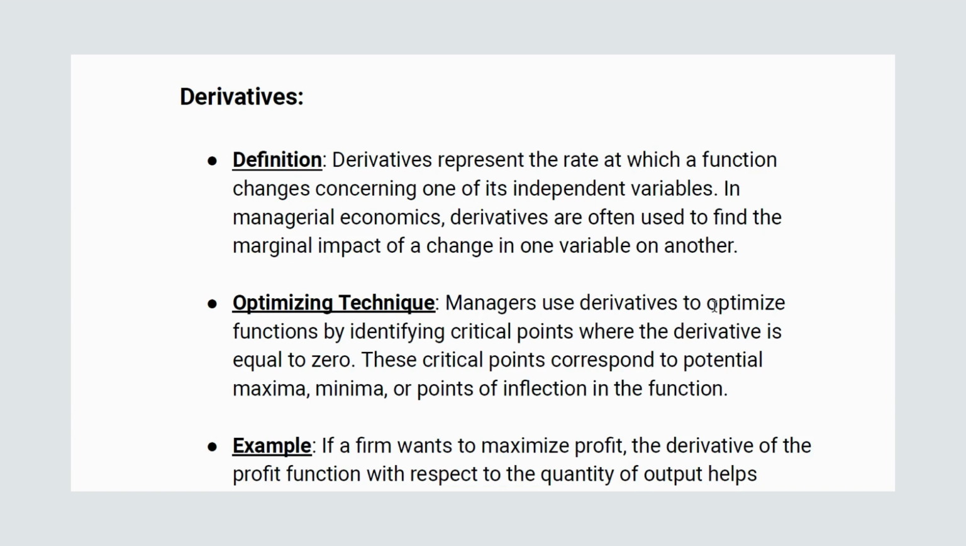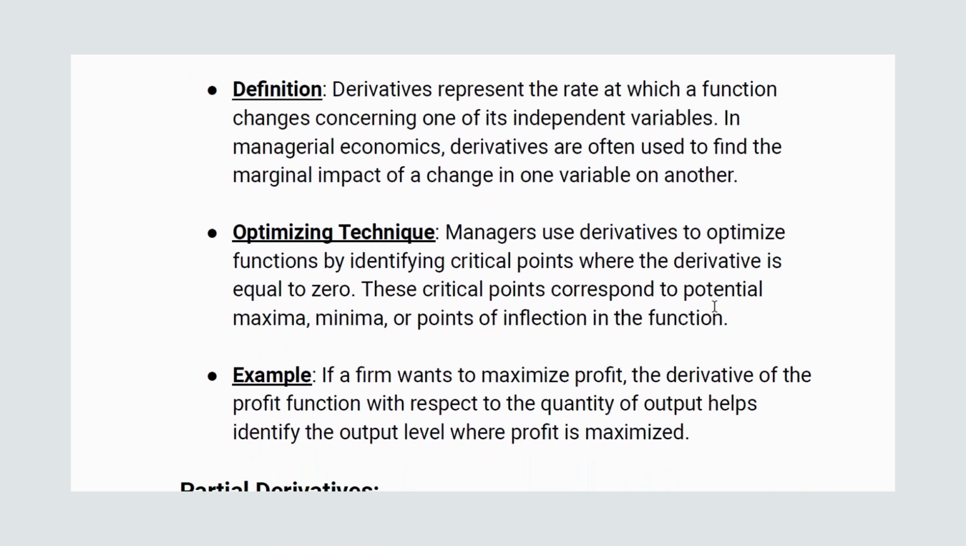So derivatives act as a tool to optimize functions, to identify the critical points where the derivative is equal to 0. These critical points correspond to potential maxima, minima or points of inflection in the function. Let's see an example for derivatives. If a firm wants to maximize its profit, the derivative of the profit function with respect to the quantity of output helps identify the output level where profit is maximized.